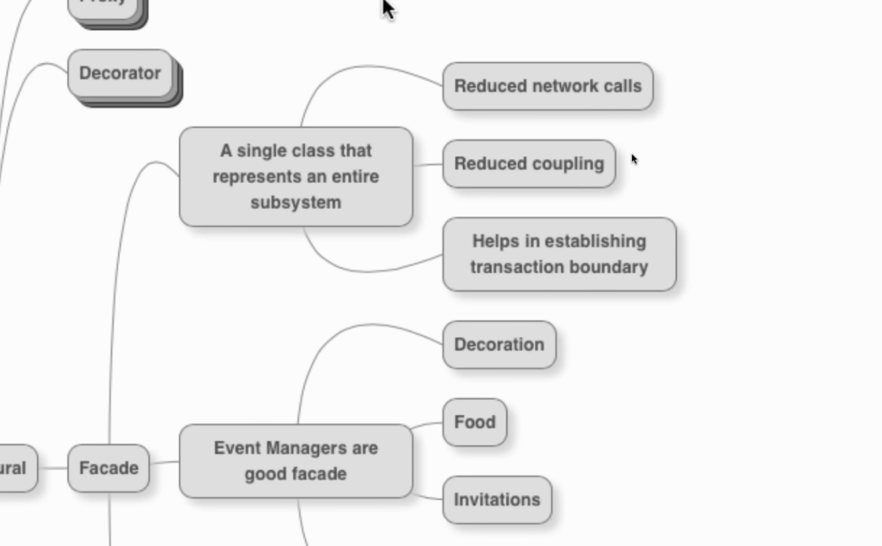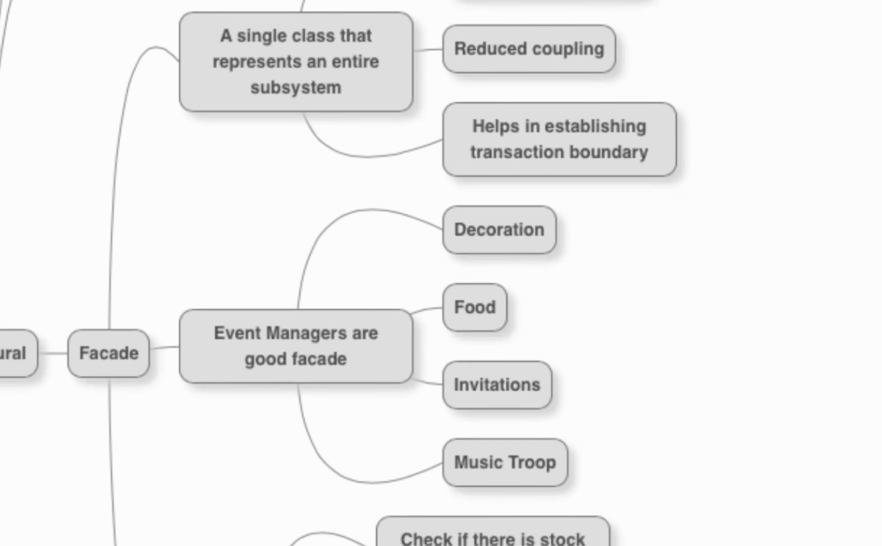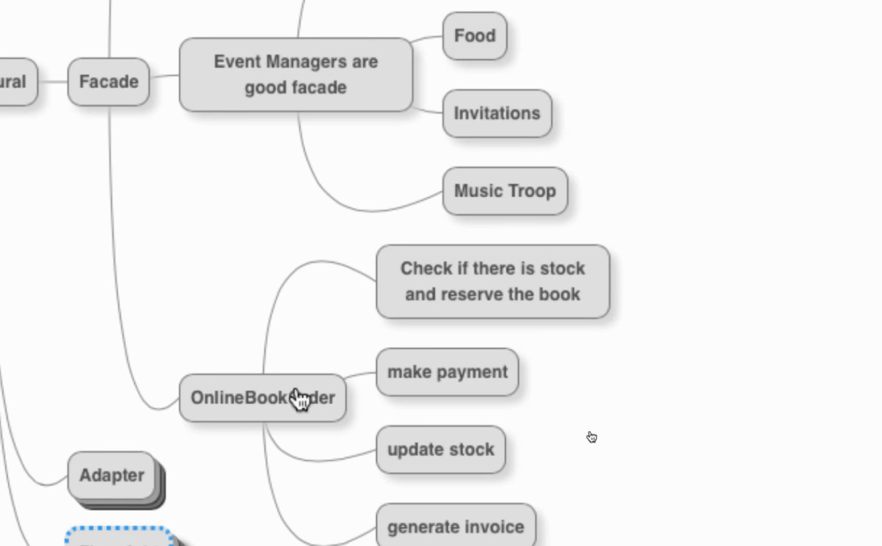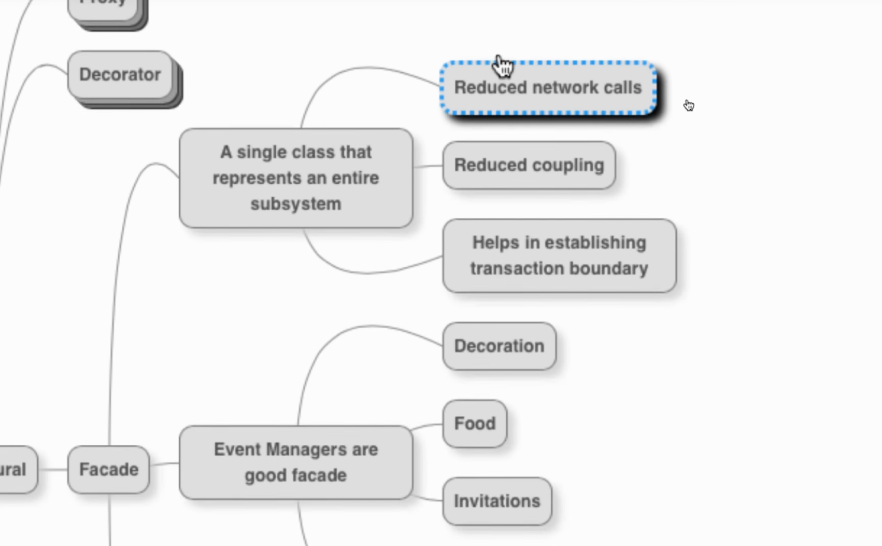And when I look at the advantages of the facade pattern, the first advantage is reduced network calls. Let's say the business layer is deployed on a different application server. Then if there is no facade, from the UI I have to make multiple calls, 1, 2, 3, 4, maybe 5, 6. So facade reduces the number of calls over the network.